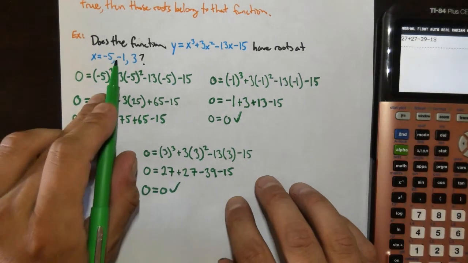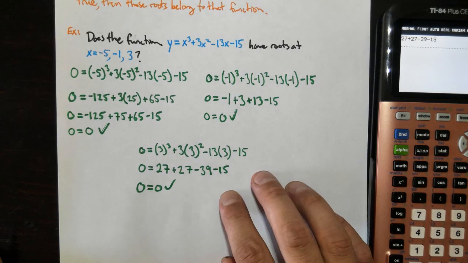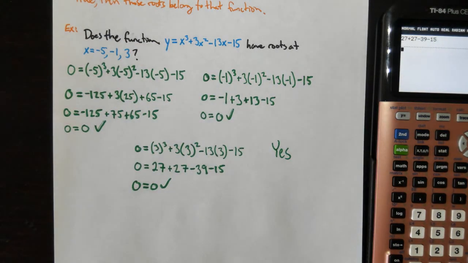So, does the function have roots at x equals negative 5, negative 1, and 3? Yes, it does. And I believe on your worksheet it's multiple choice. It asks which of the following functions has roots at each of these values. So my advice to you is to go through each possible answer and start solving for them. Let's do one more example here.